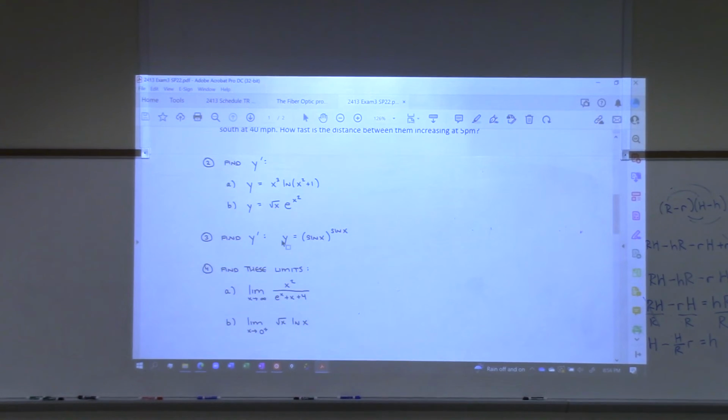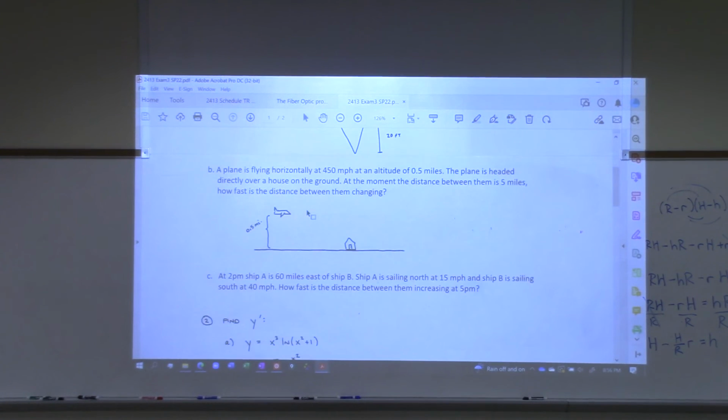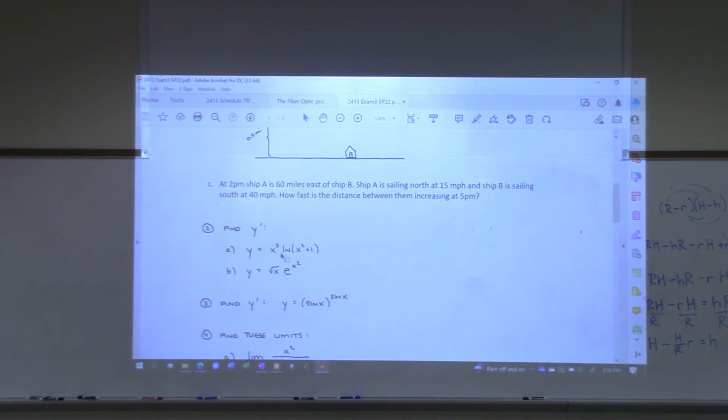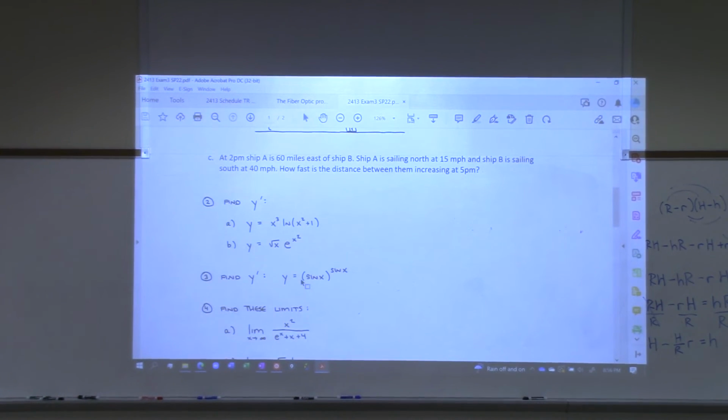Don't you do L'Hopital at the end? Nope. You're going to have to look back in your notes. So far, what do we have? Related rates, pick one. We have derivatives of logs and derivatives of exponentials. We have logarithmic differentiation.